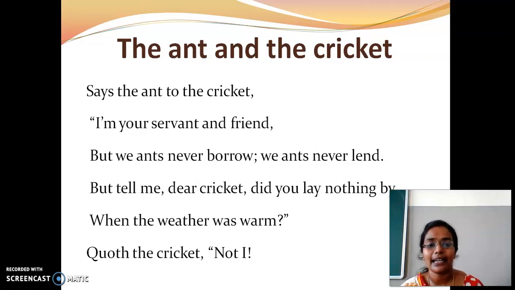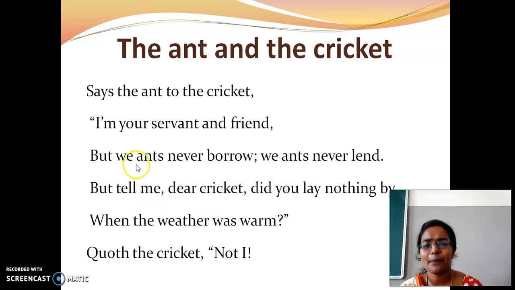But tell me, dear cricket, did you lay anything? Again it is addressing the cricket as, dear cricket, don't you store anything for the winter season? You did not work during the warm season? The cricket is giving the answer as, quoth the cricket, not I. I did not save anything. So the cricket is accepting that I did not save anything.